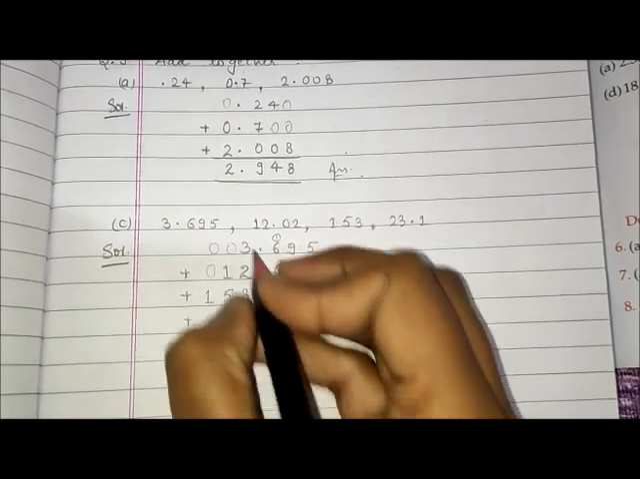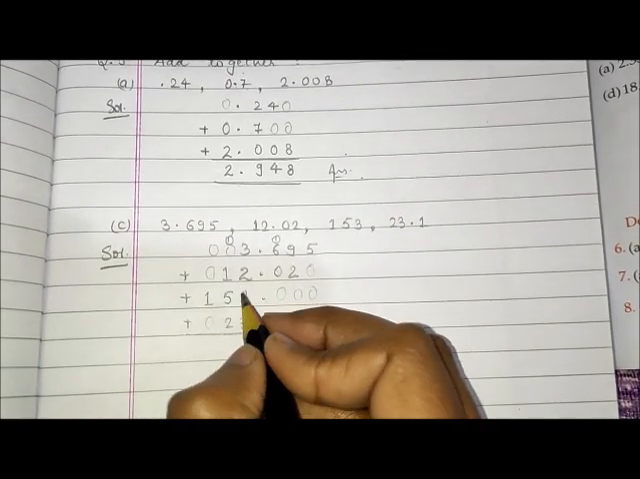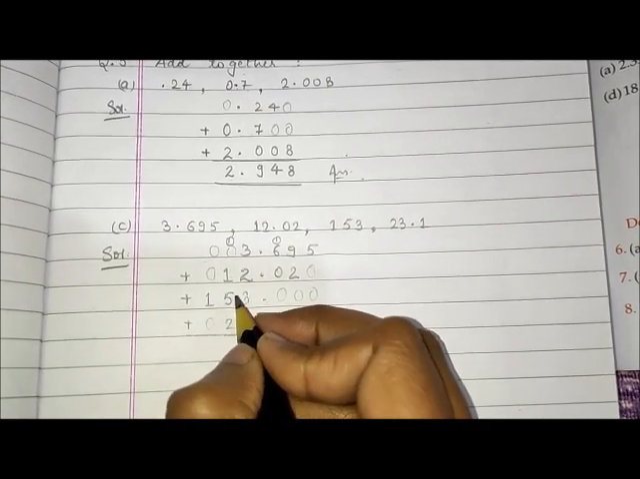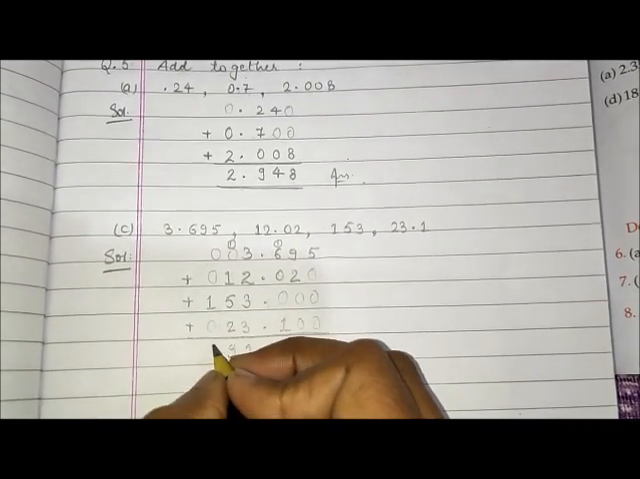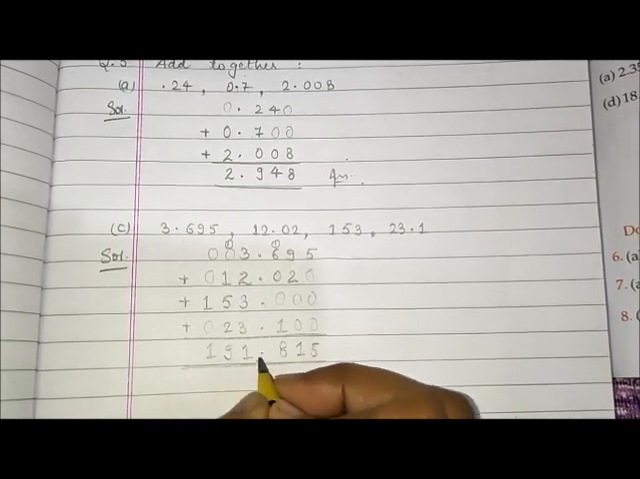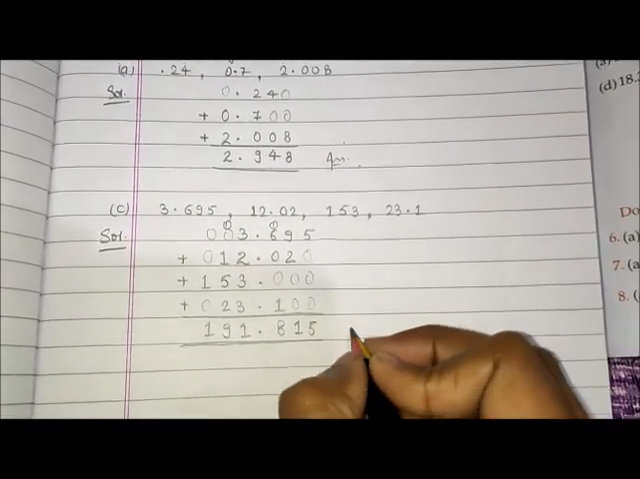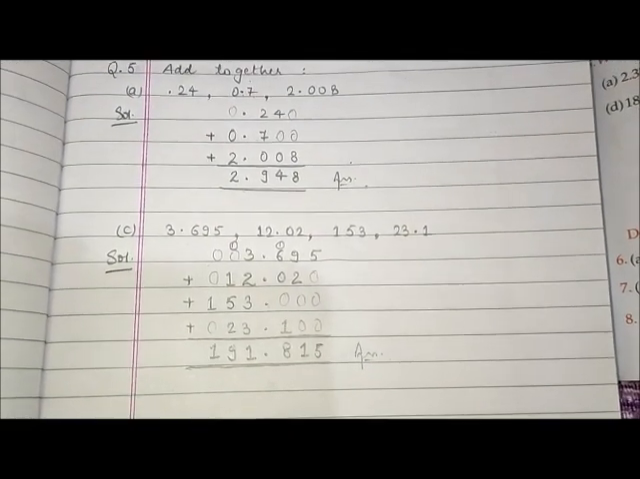So 1 here, 1 carry forward. Then 1 plus 1 is 2. 2 plus 5 is 7. 7 plus 2 is 9. And here it is only 1. So we will write 1 only. So 191.815 is the answer. Similarly, you can do B part of this one.